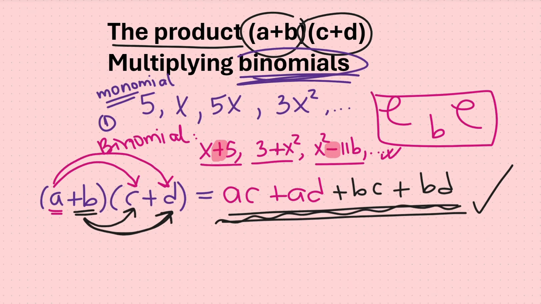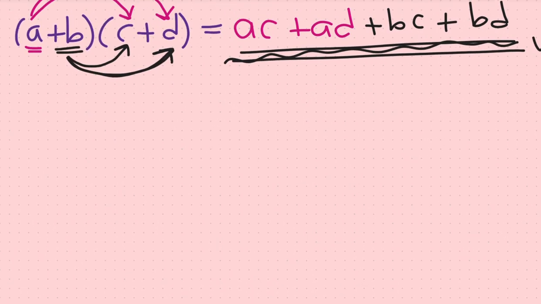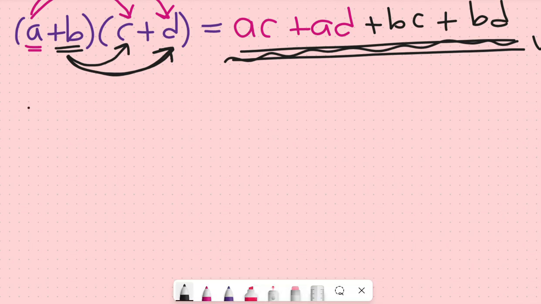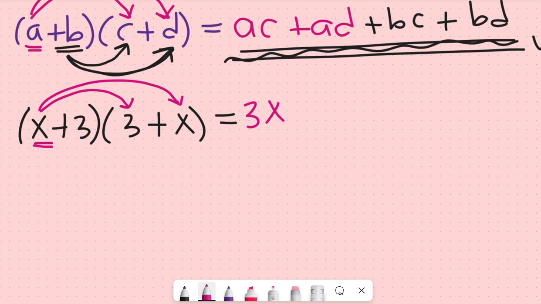All right, let us try an example now. Let us say we have x plus 3, and we multiply that by 3 plus x. So what do we have over here? Again, we said everything by everything. We start with x and we multiply by the first one and by the second one. X multiplied by 3 will be 3x. X multiplied by x will be x squared.